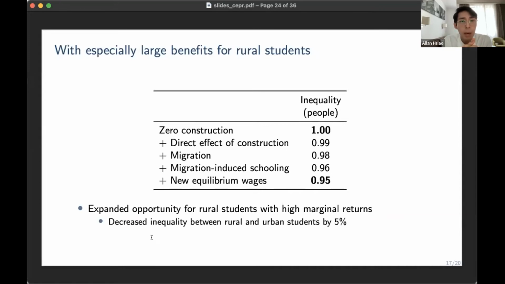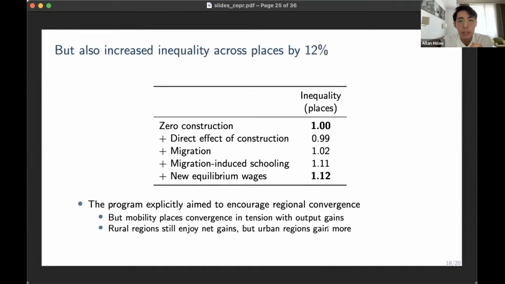Now, to talk quickly about distributional effects, there are going to be the biggest gains for rural students. That is to say that rural students have high marginal returns. When you build these schools, you're allowing them to benefit from those high marginal returns. In effect, that's going to raise up the bottom of the distribution, and so inequality between people is going to go down. And that's what I have here. Inequality between rural and urban students is going to go down by 5%. On the other hand, inequality across places is going to go up.